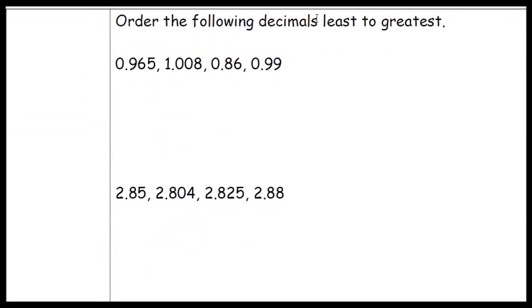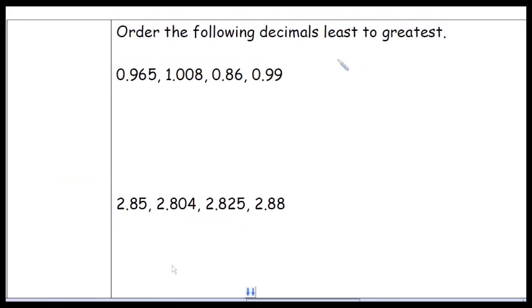Okay, we're going on the other side, and now we're going from least to greatest. So I'm going to do this one with you, and you can do the other one by yourself. So let's line them up. It's 965 thousandths and 1 and 008, whoops, which is correctly read as 1 and 8 thousandths because that's in the thousandths place. And then this is 86 hundredths because the 6 is in the hundredths place. And then finally this is 99 hundredths as well because that's in the hundredths place.